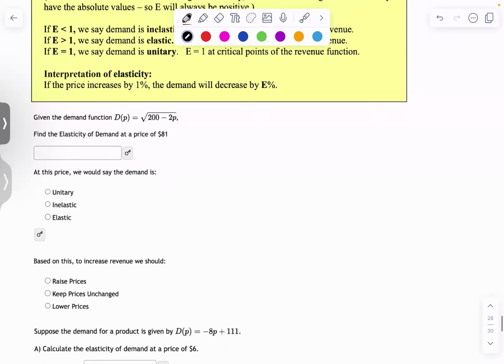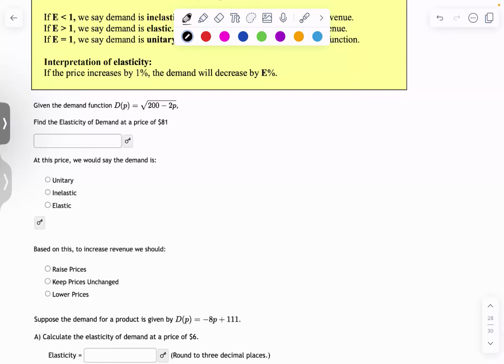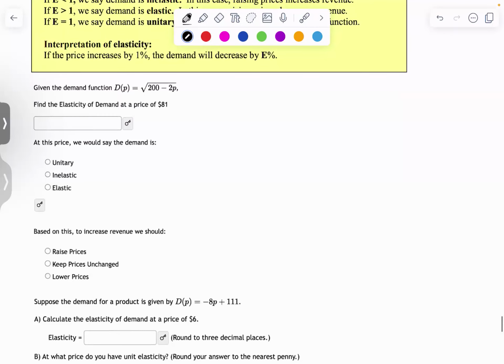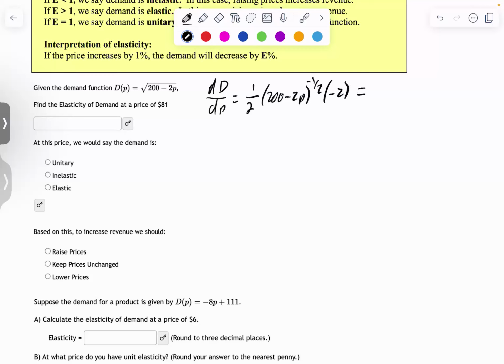All right. So I can stay, I think I have enough room to do this in here. So we have a demand function, D of p is equal to the square root of 200 minus 2p. And we're going to find the elasticity. So I am going to need dD over dp, which is its derivative. And I'm going to very nicely notice, be careful with the chain rule.